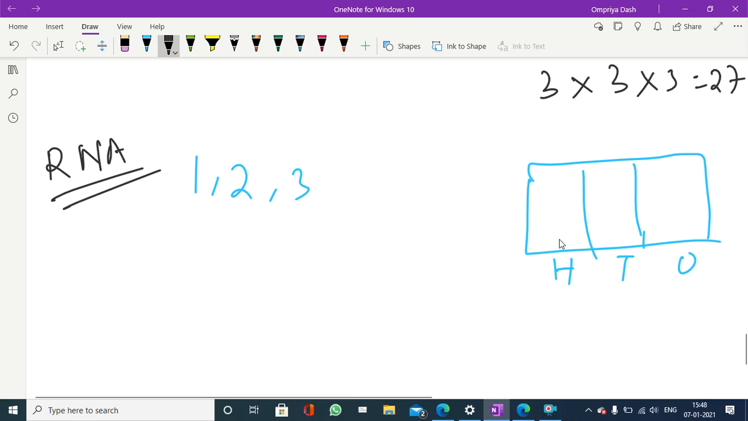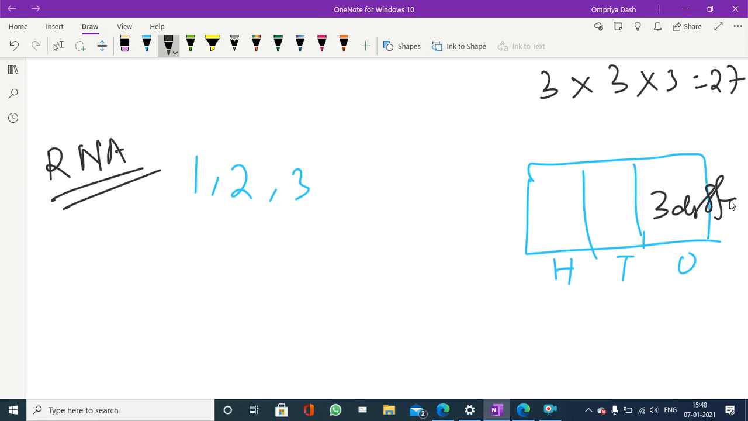Also, this task will be completed in 3 stages or 3 different events. First event is to fill the ones place, then to fill the tens place, then to fill the hundreds place. Well, first event to fill the ones place, it can happen in how many different ways now? 3 different ways, right?